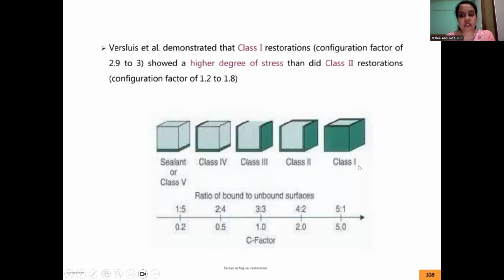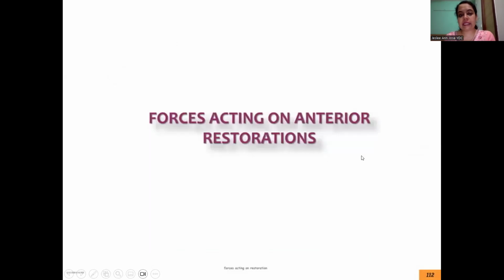Again, because of the C factor, the polymerization shrinkage can increase, and hence it is told that class 1 showed a higher degree of stress than the class 2 restorations. Class 1 has a C factor of 5. Hence, the polymerization shrinkage also increases.